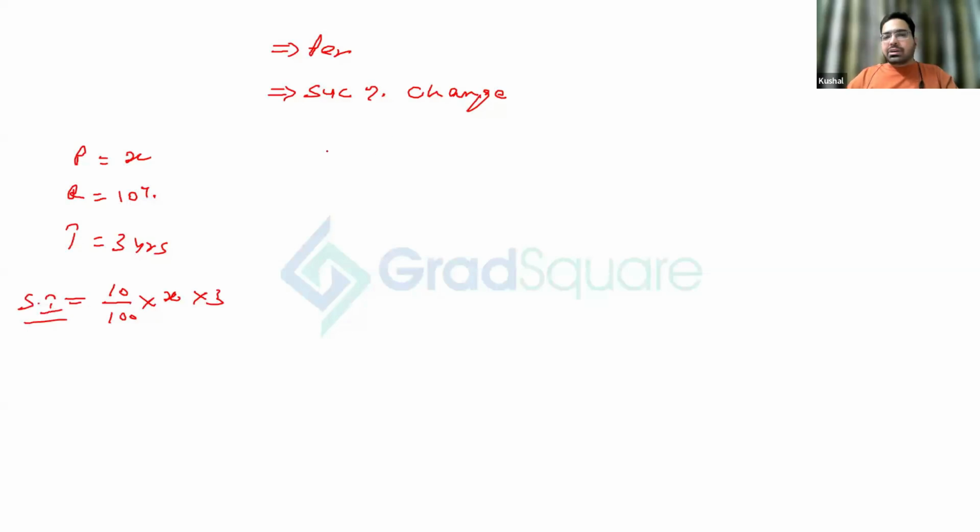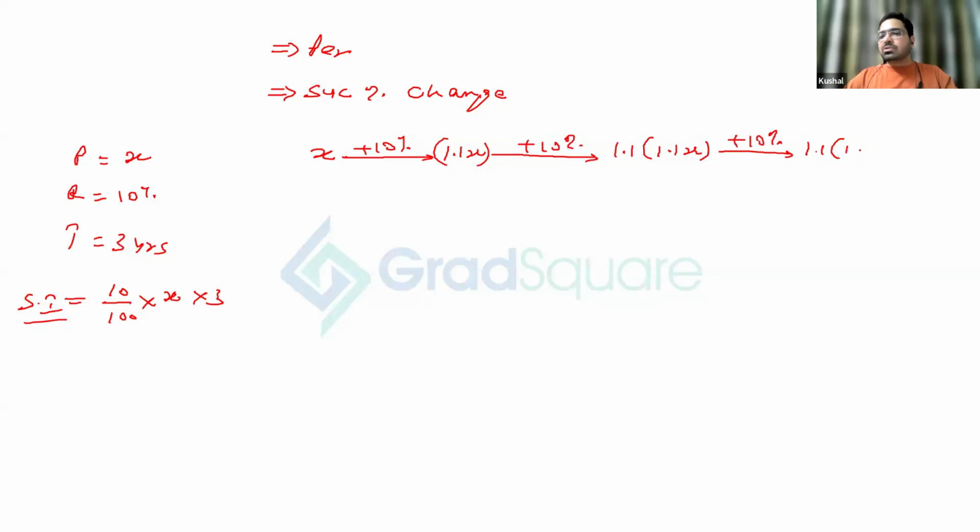But in case of compound interest, the same money, the value X at the beginning of the first year, increases by 10% in the first year and becomes what? 1.1 times X. Then this particular value again increases by 10% and becomes 1.1 times 1.1X. And this value will again increase by 10% to become 1.1 times 1.1 times 1.1X.